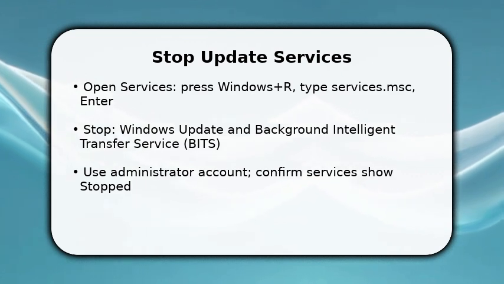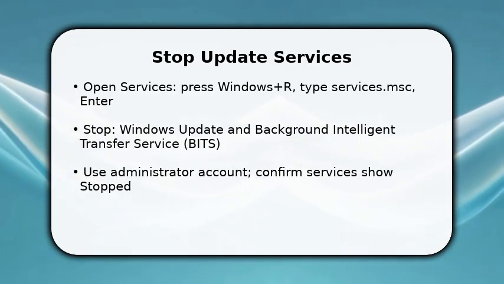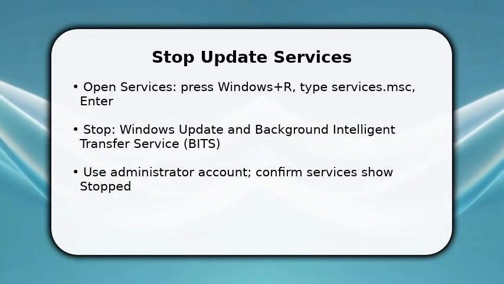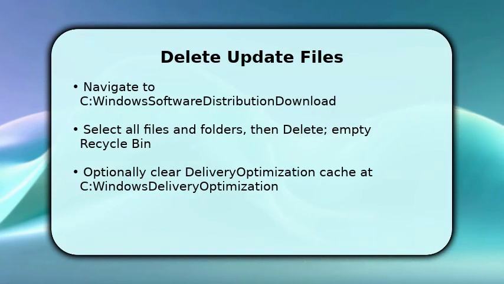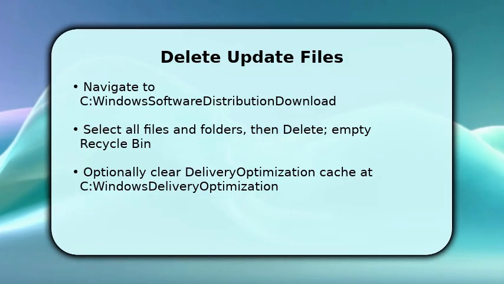Now you'll remove the downloaded content that consumes space. Go to C:/Windows/SoftwareDistribution/Download and select everything. Press delete and then empty the recycle bin to reclaim space immediately.